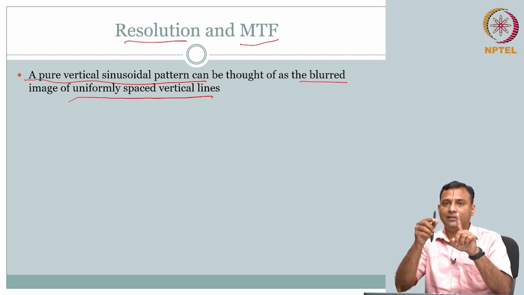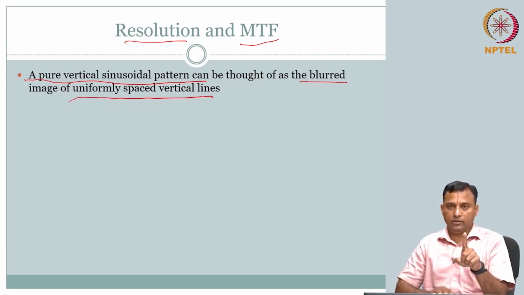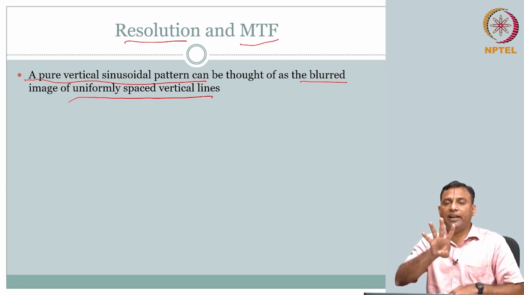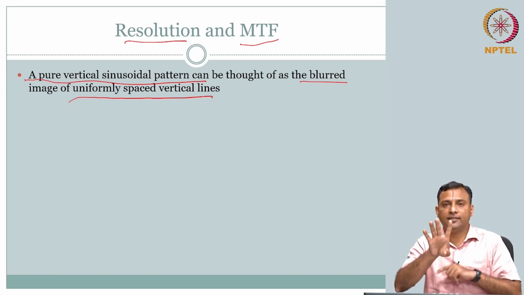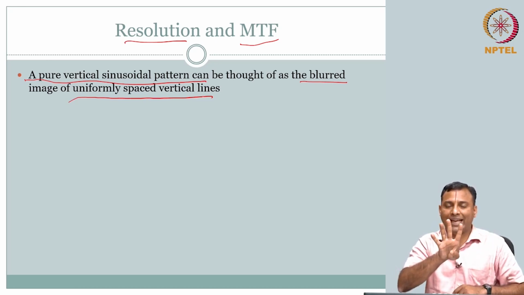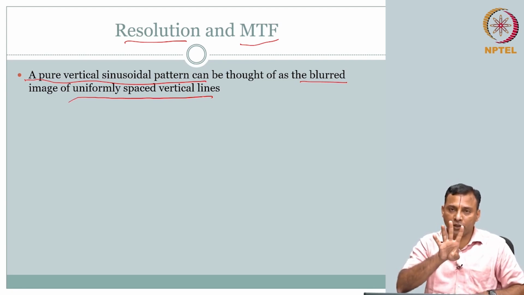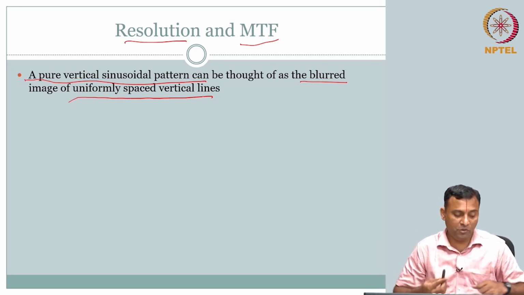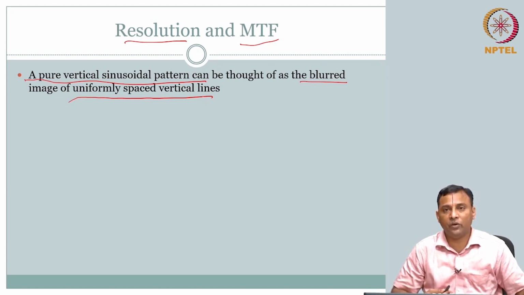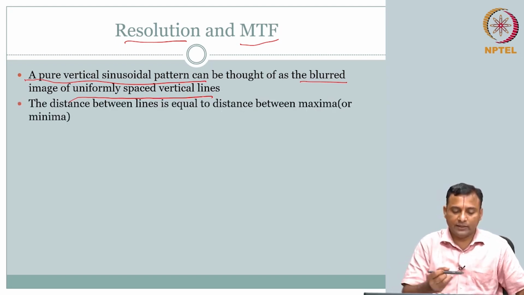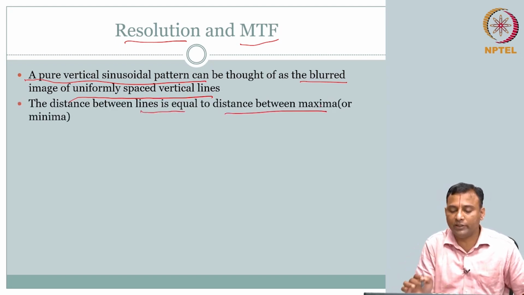So all I have is vertical lines, infinitesimally thin, there are no oscillations: present, absent, present, absent. But if I throw this ideal pattern at a certain frequency, separated by a certain distance, through the system, it makes it a sinusoid because of blurring. So now that is the definition. We can now connect our contrast and resolution, okay. The distance between the lines is equal to the distance between the maxima or minima.